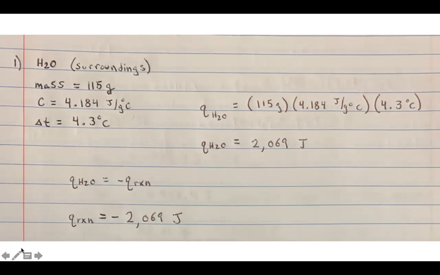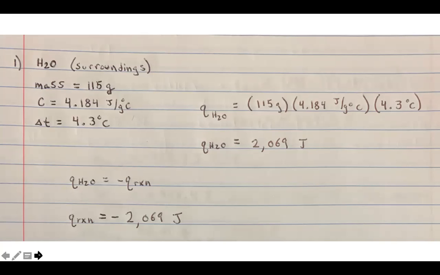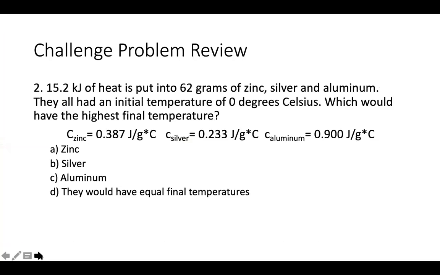Okay, so that was the answer, and I believe that corresponded actually with A, which is the same number, it's just in kilojoules, right? So a negative 2,070 or so joules is equal to negative 2.07 kilojoules. Okay, so A should have been your answer for that.